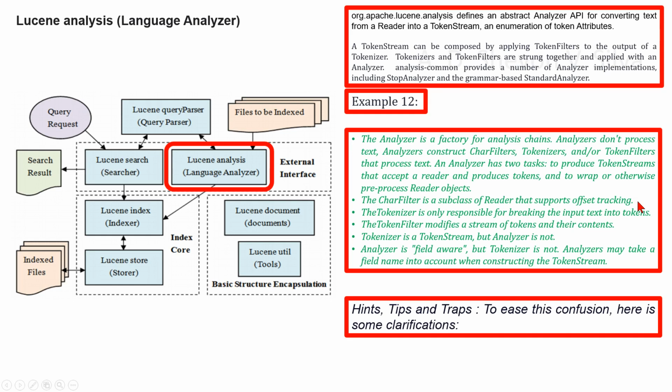Char filter is a subclass of reader that supports offset tracking. The tokenizer is only responsible for breaking the input text into tokens. The token filter modifies the stream of tokens and their contents. Tokenizer is a token stream, but analyzer is not. The analyzer is field aware, but tokenizer is not. Analyzers may take the field name into account when constructing a token stream.